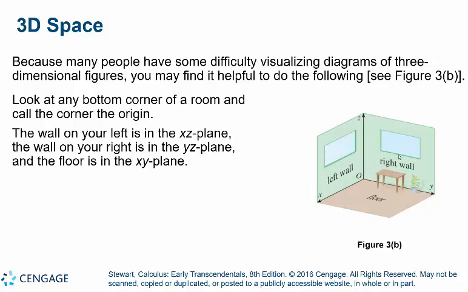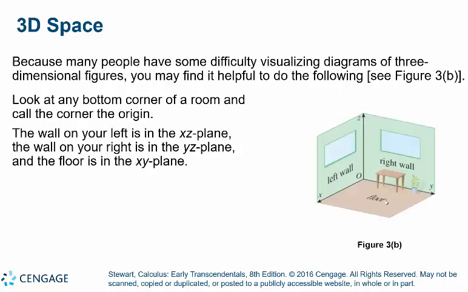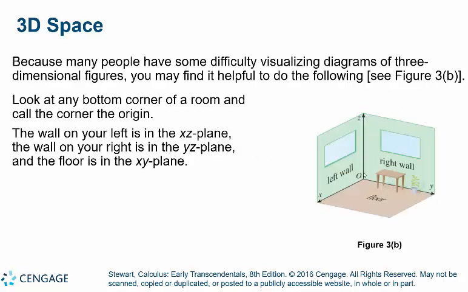The wall on the right here is the yz plane, and think of the floor as the xy plane. The x-axis runs along the intersection of the floor and the left wall. The y-axis runs along the intersection of the floor and the right wall. So this is the y-axis, the x-axis, and that z-axis runs up the floor towards the ceiling where everything intersects. So this right here, this corner, think of that as your z-axis.